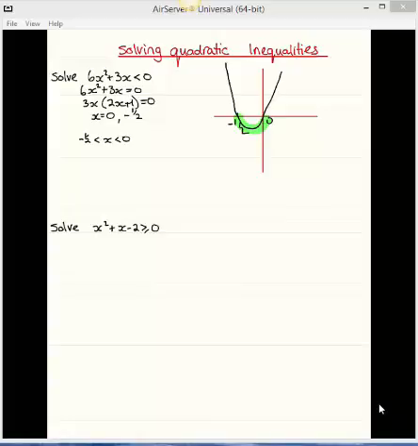Alright, so pause your recording and have a go at the second one. x squared plus x minus 2 is greater than or equal to 0. So factorize, draw yourself your sketch, figure out what your x values are, and then come back and have a look at the answer.